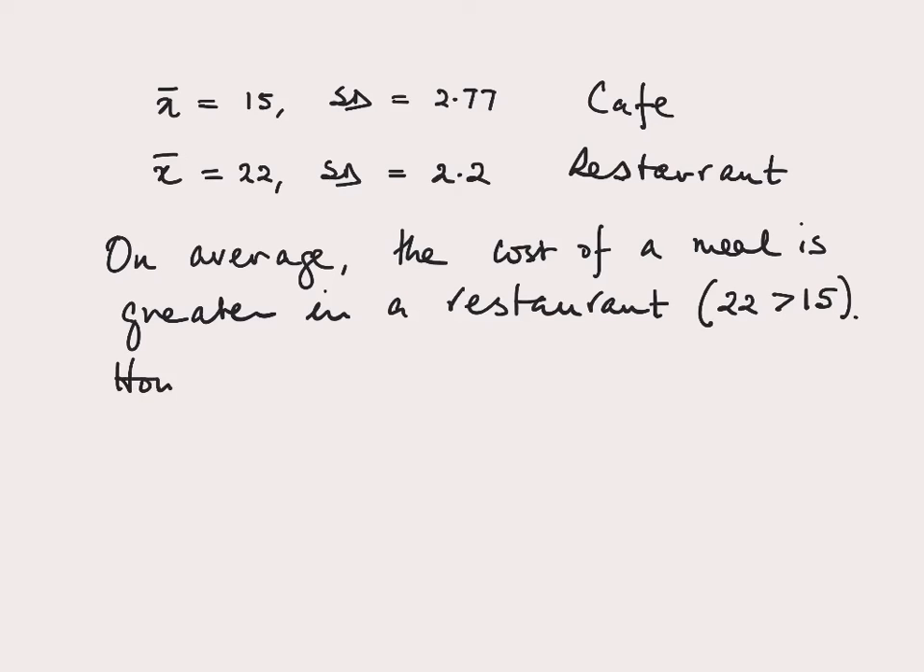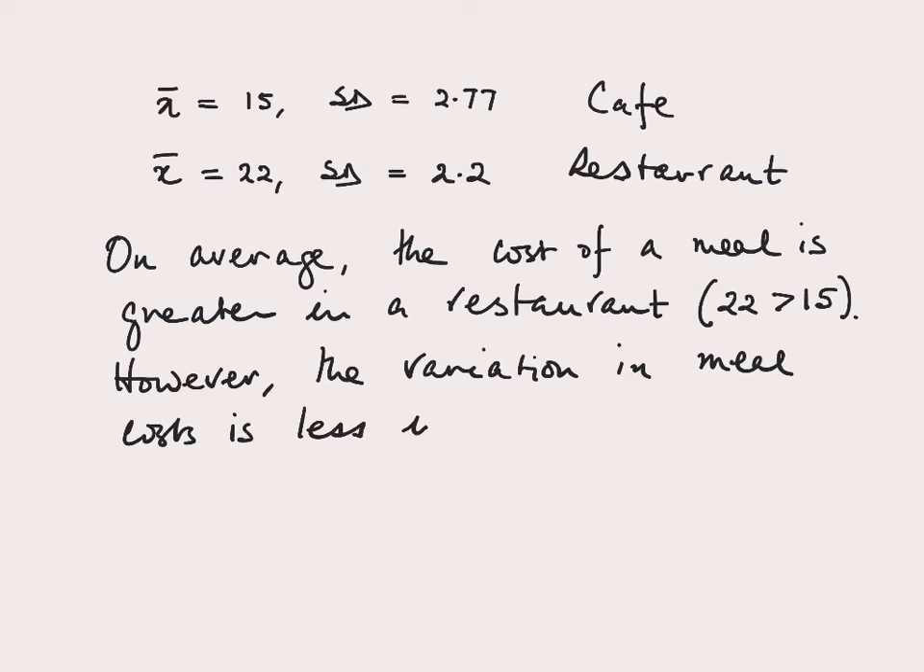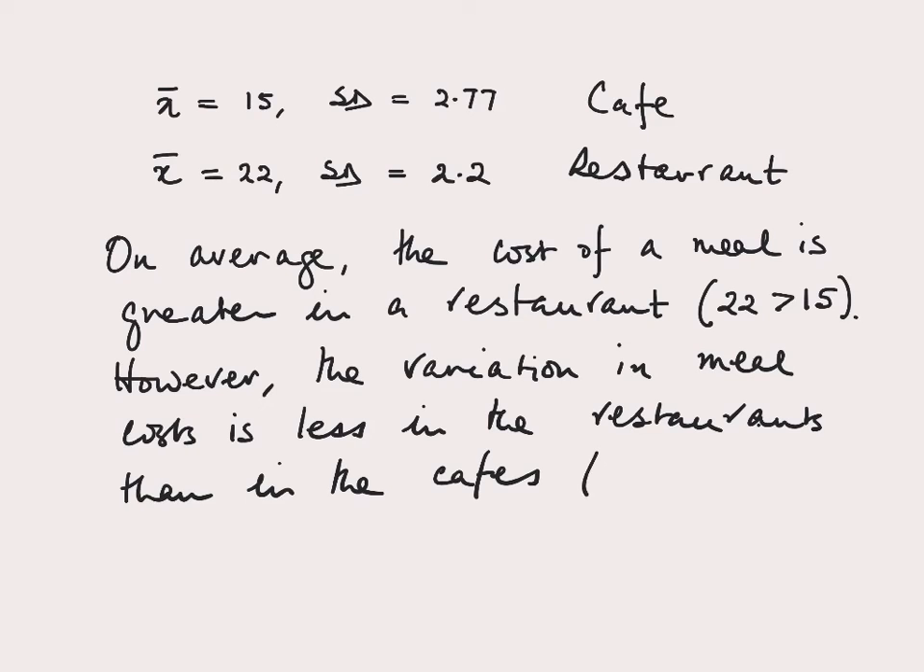However, the variation in meal price costs is less in the restaurants than in the cafes. And the reason for that is because 2.2 is less than 2.77. You have a greater spread of prices in the cafes.